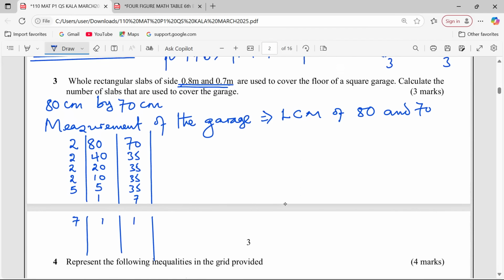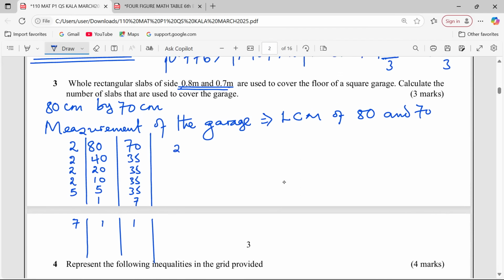Therefore, the dimension of this garage is 2 by 2 by 2 by 2, 4 times, then multiplied by 5 and by 7. So this will be the dimension of the square room.